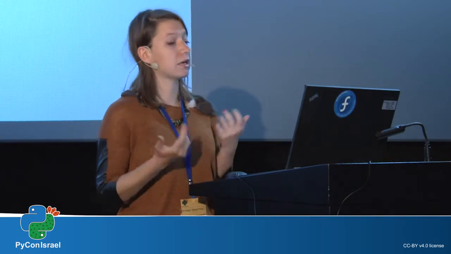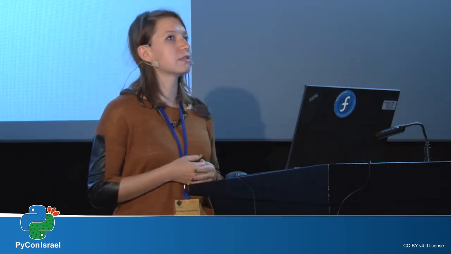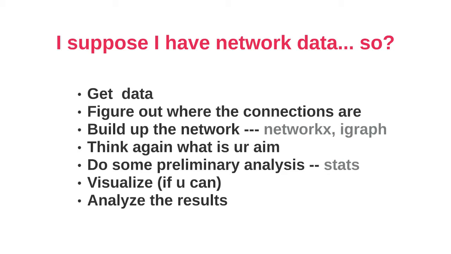So suppose I have a network data set. Great. We get the data. We want to figure out where the connections are, because it's not always obvious. Of course, it can be like a tree, and it's easy to understand. But it can be like a network of people who are cooperating on a project, and we want to have the connections of people based on a project. Then it's not that obvious how you get the network, how to project this so-called bipartite network into another one. Of course, we build up networks.